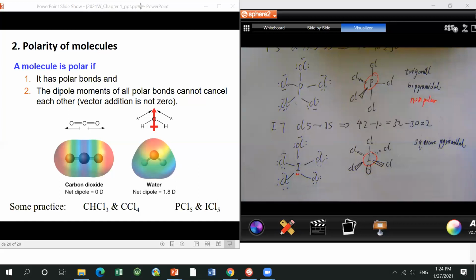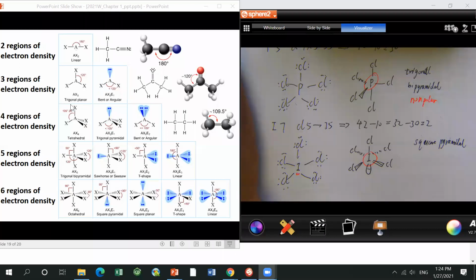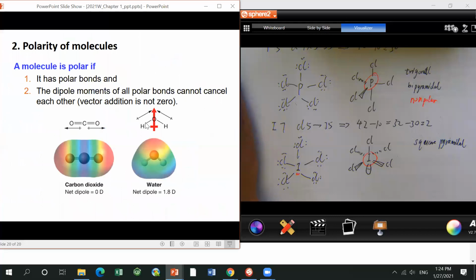Square pyramid. Go back here. Five bonds with one lone pair of electrons should be a square pyramid. So keep that in mind, although maybe it will not be tested on the quiz or exam.